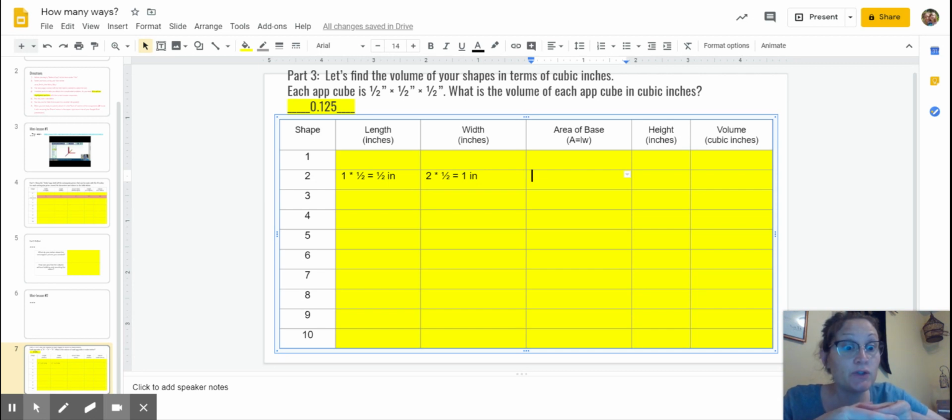Before, the bottom layer had 2 cubes. But now that we're talking about inches and not cubes, we're talking about an actual measurement, not an object, we would be 1/2 by 1 inch. Make that really clear for you. 1/2 inch times 1 inch would equal 1/2 square inches.